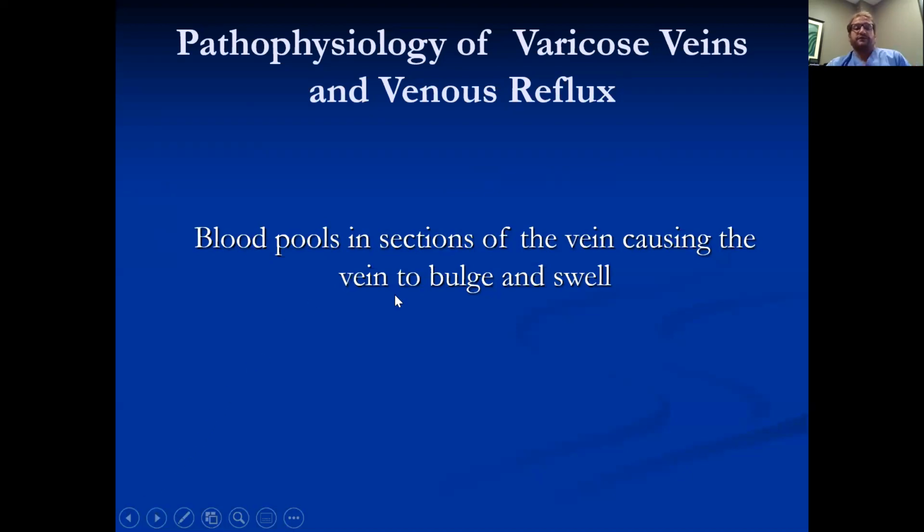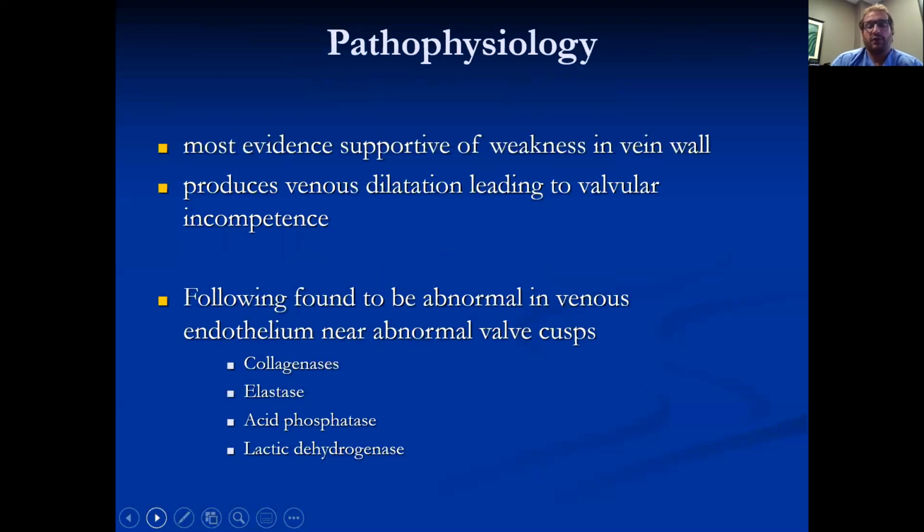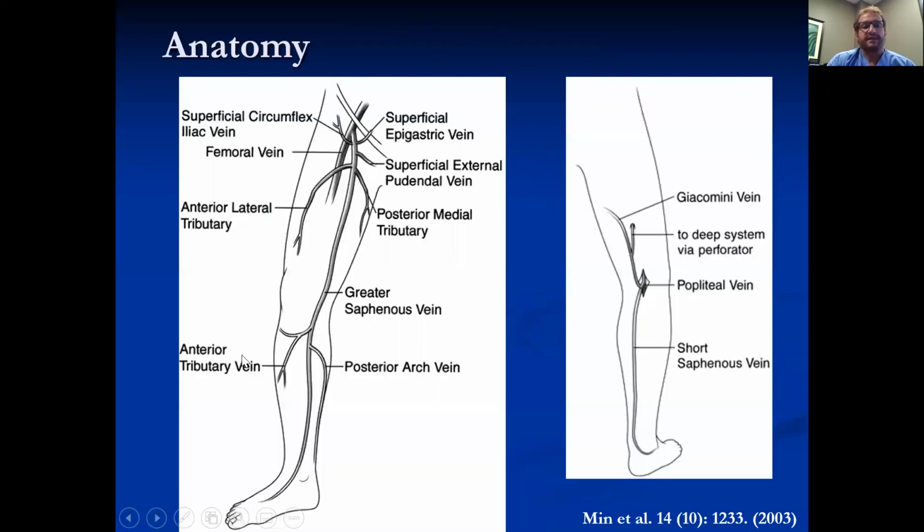So varicose veins and venous reflux. Blood pools in the veins causes these veins to bulge and swell. And over time, it just continues to progress. When they actually look at the basic science, the underlying issues, there's several enzymes that have been found to play a role. And sometimes there's elevated elastase and other enzymes that they found when they actually look at the veins themselves. But really, it really comes down to more of an anatomic issue.